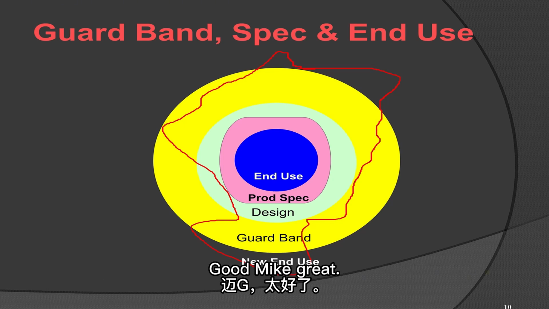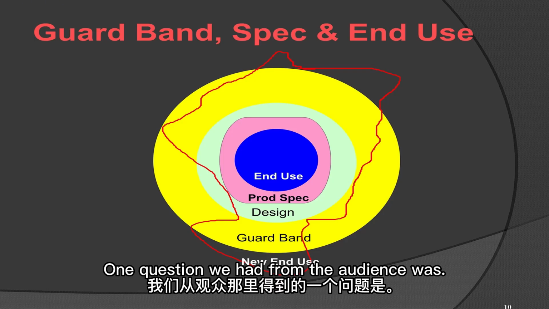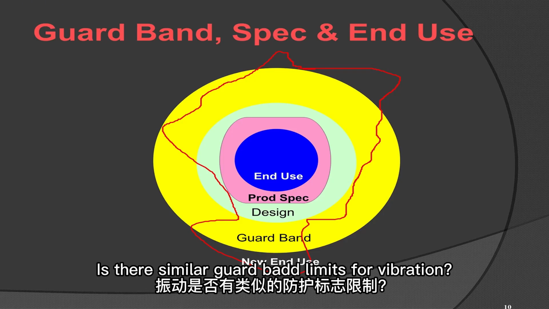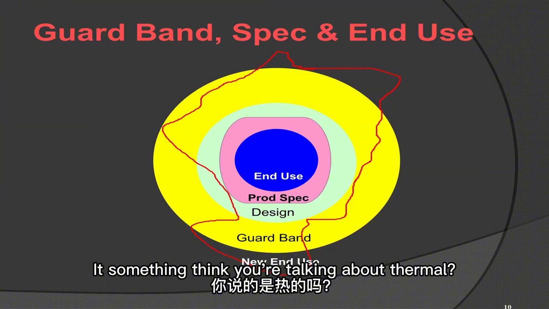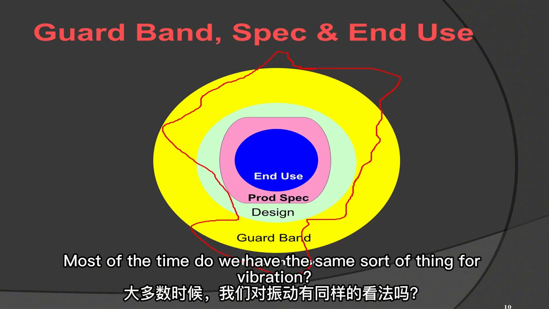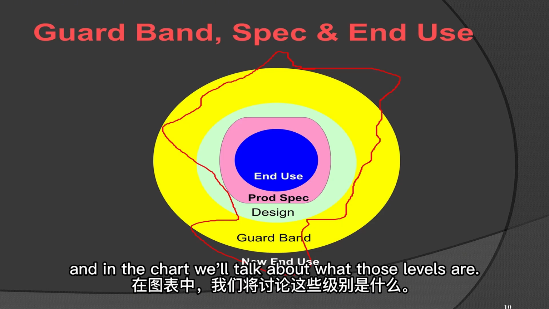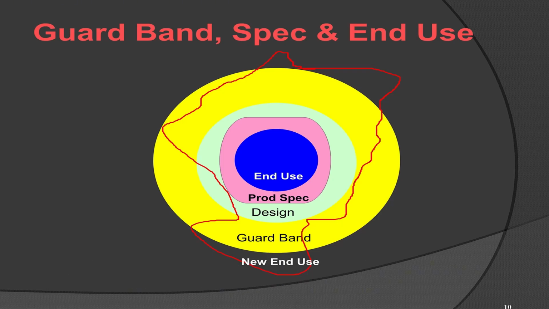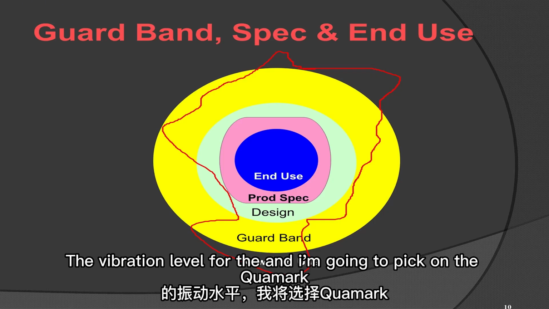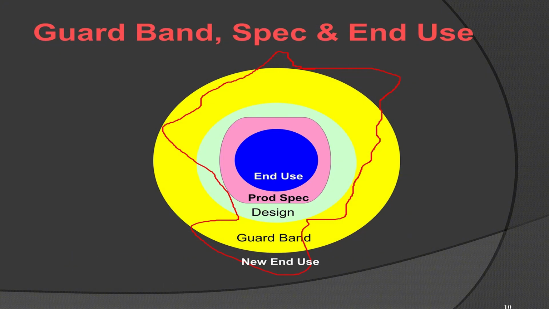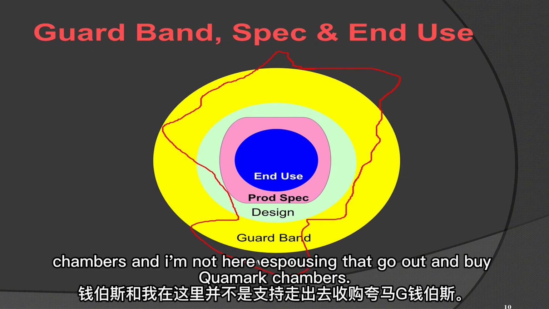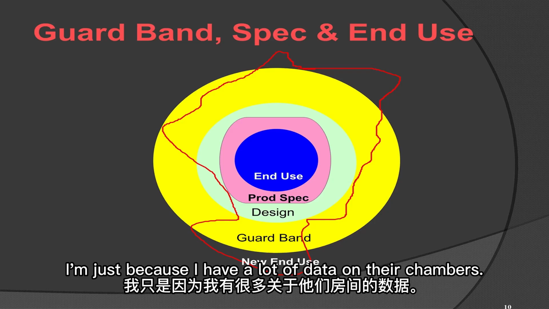Go ahead, Mike. Great. Harry, one question we had from the audience was, are there similar guard band limits for vibration? It sounds like you're talking about thermal most of the time. Do we have the same sort of thing for vibration? We do have vibration, and in the chart we'll talk about what those levels are. I'm going to pick on the Qualmark chambers, and I'm not espousing that you go out and buy Qualmark chambers. I'm just using them because I have a lot of data on their chambers.